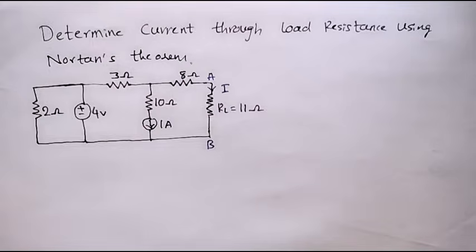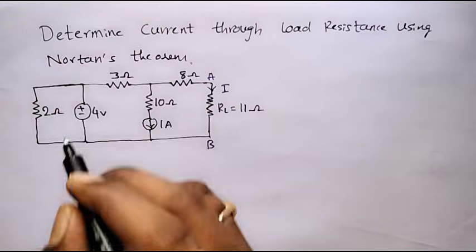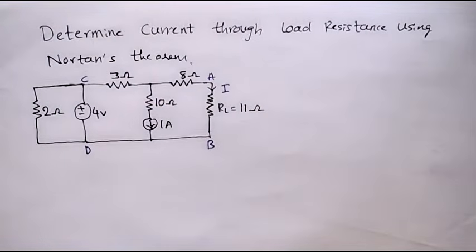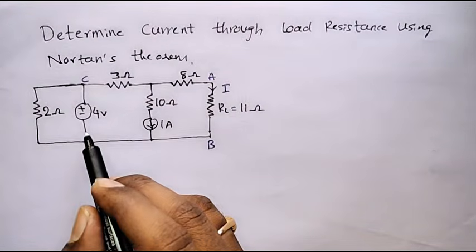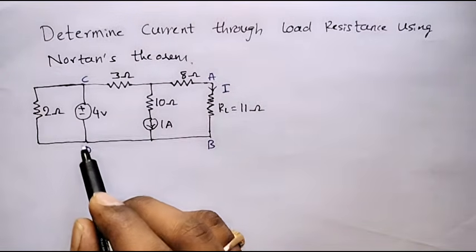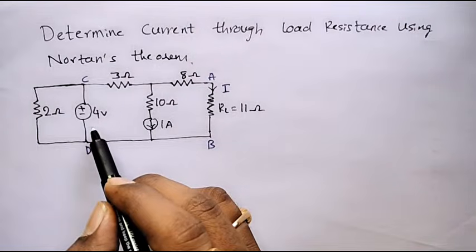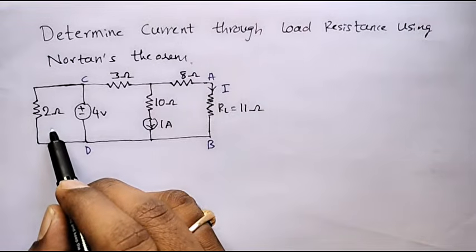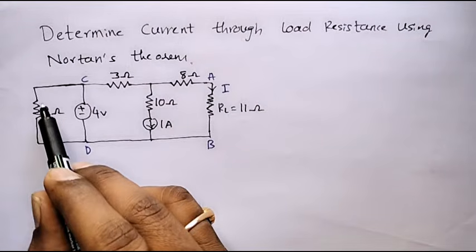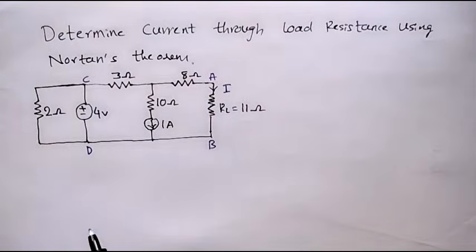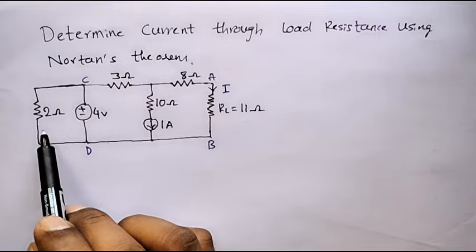So in this circuit, we observe that there is a voltage source connected between branch CD. Parallel to the voltage source, there is a resistor of 2 ohm. So we can say that the voltage across the 2 ohm resistor is 4 volt. So now I can say that this resistor is redundant, as the voltage across it is across branch C and D. So we can remove this resistor from the network even though it doesn't make any difference.